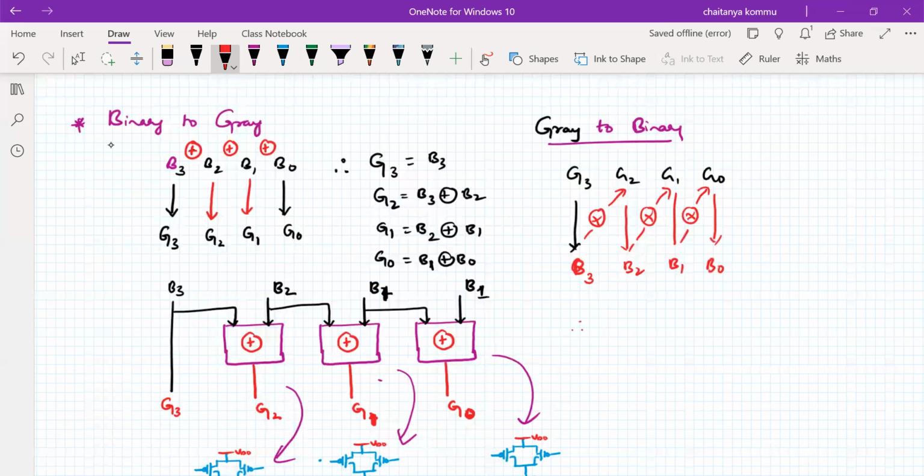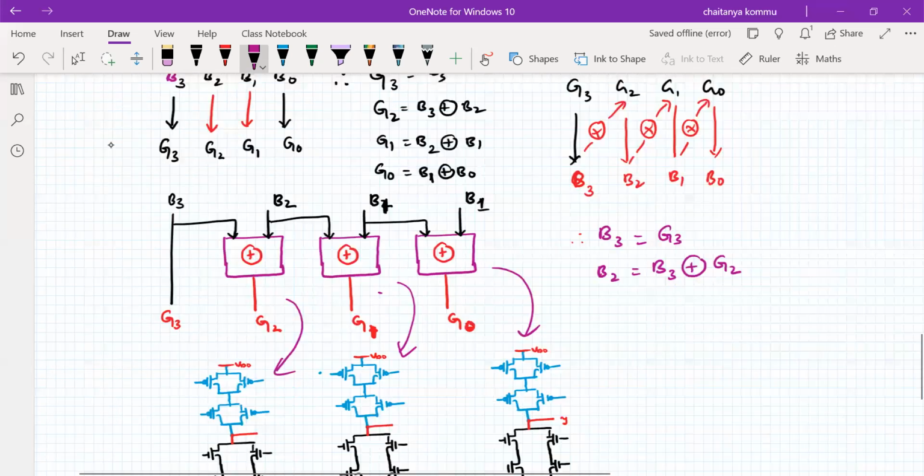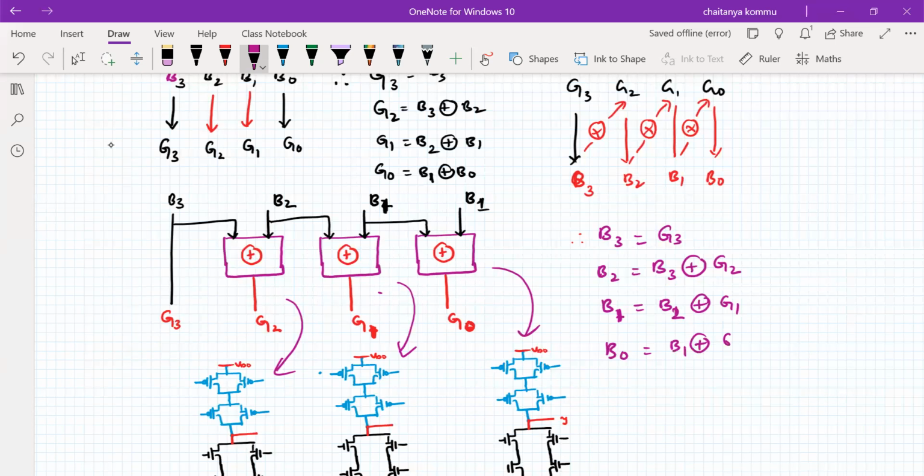Okay, therefore, how do we generate this mathematical equation? B3 is nothing but simply G3. B2 is simply B3 exclusive OR with G2. B1 is nothing but B2 exclusive OR G1. B0 is nothing but B1 exclusive OR G0.